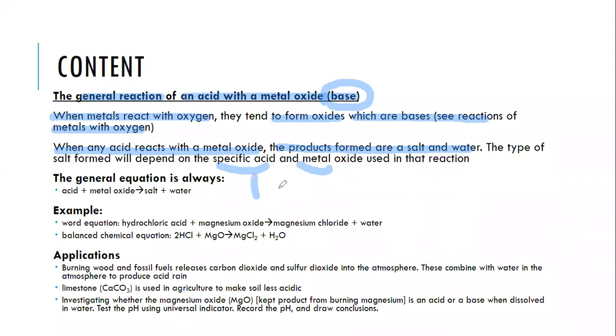And the part of the acid and the part of the metal oxide, they come together to make the salt. That's why we need to know what acid and metal oxide go into reaction to be able to identify the salt produced, okay?